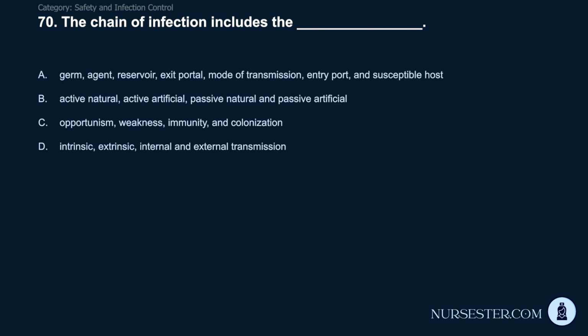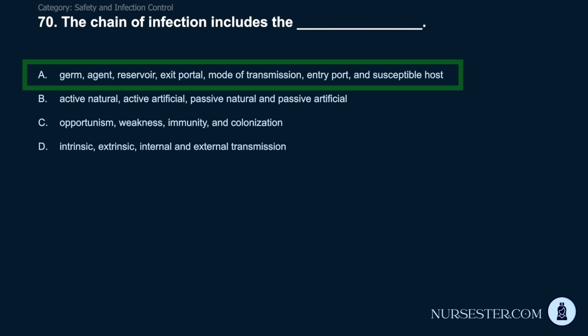70. The chain of infection includes the underscore. A. Germ, agent, reservoir, exit portal, mode of transmission, entry port, and susceptible host. B. Active natural, active artificial, passive natural and passive artificial. C. Opportunism, weakness, immunity, and colonization. D. Intrinsic, extrinsic, internal and external transmission. Correct answer, A. Germ, agent, reservoir, exit portal, mode of transmission, entry port, and susceptible host.